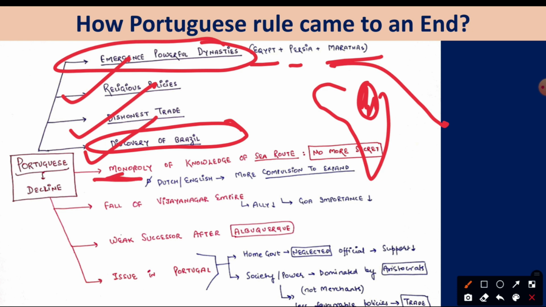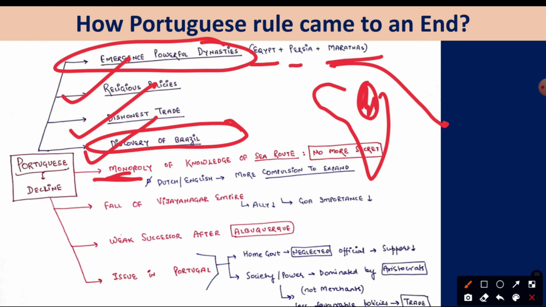Then the monopoly of knowledge they had, the naval supremacy, the military innovations, that is how they conquered India, all these were not limited to them now. All these were known to the other European powers also. Learning from the Portuguese experience, they made their weapons and their innovations far better.